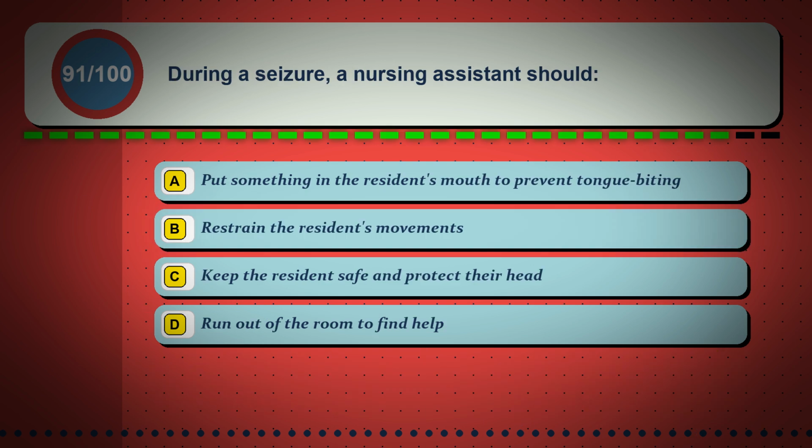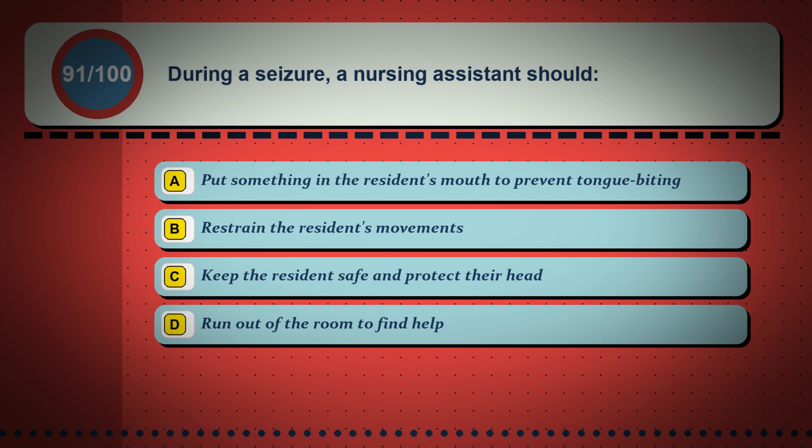Question 91. During a seizure, a nursing assistant should: Option A, put something in the resident's mouth to prevent tongue biting. Option B, restrain the resident's movements. Option C, keep the residents safe and protect their head. Option D, run out of the room to find help.